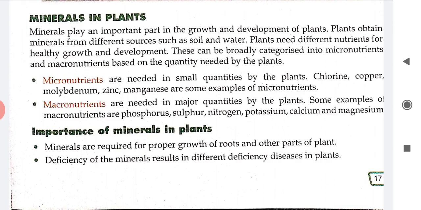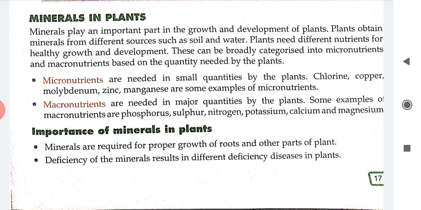Now plants need different nutrients for healthy growth and development, that is calcium, phosphorus, nitrogen, potassium. All these nutrients are required for healthy growth and development. These can be broadly categorized into micronutrients and macronutrients based on the quantity needed by the plant. Like in human beings, the plants also have nutrients categorized in two types. Basically the division of micro and macronutrients is based on the quantity in which they are needed by the plant.